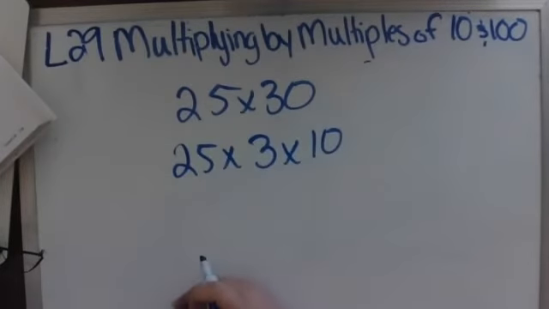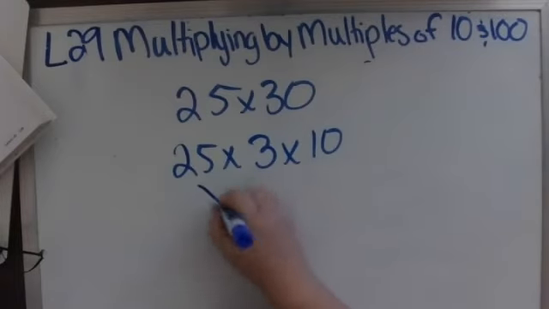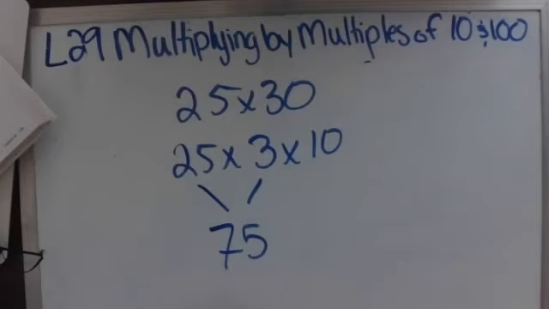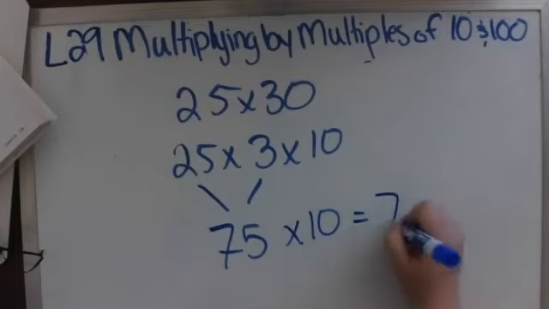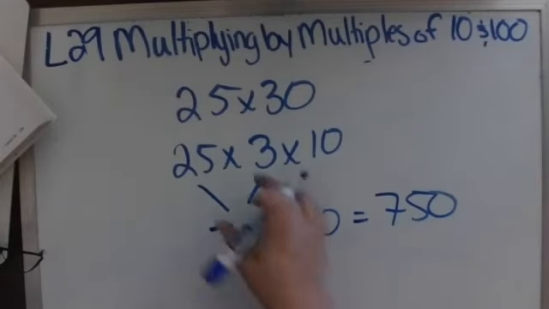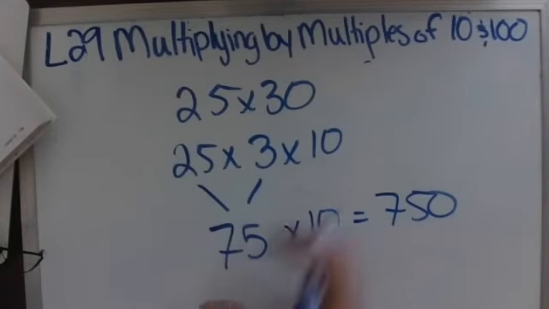So I can break this into separate problems, which means I can do 25 times 3. Well, 25 times 3 is 75. Okay, and then I times 75 by 10, and I get 750. These give you the same answer. You're just breaking it up into a smaller problem to make your life a little bit easier.